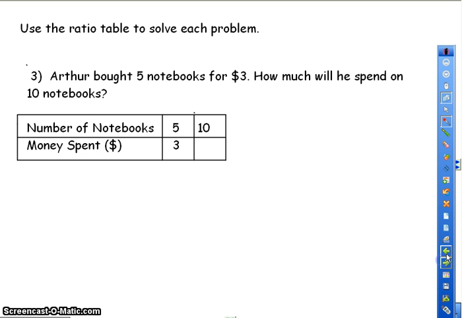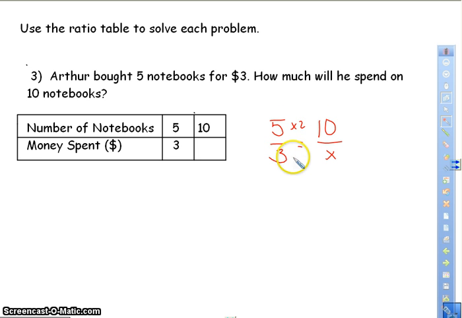It says use the ratio table to solve each problem. Arthur bought 5 notebooks for $3. How much will he spend on 10 notebooks? We know that these are 2 ratios, and they're equal to one another. So we can look at it like this. What am I doing to the 5 to get 10? I'm multiplying it by 2. So I'm going to do the same thing to the 3. So x would equal 6.